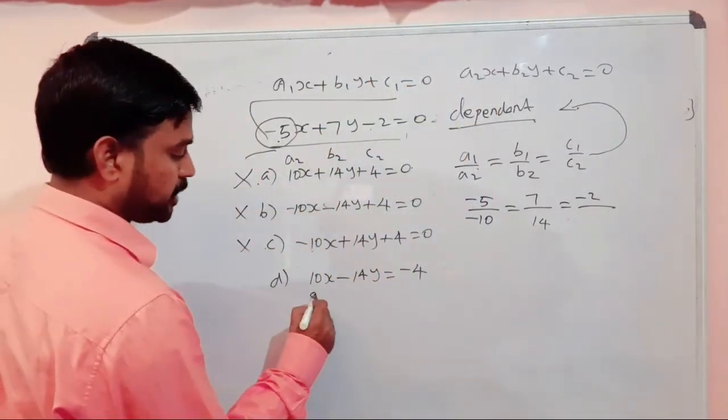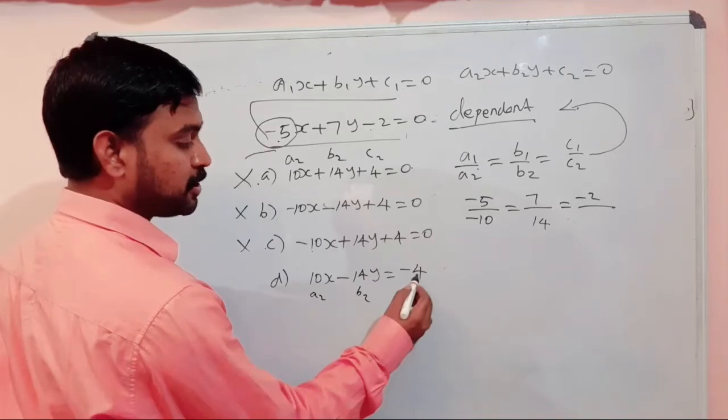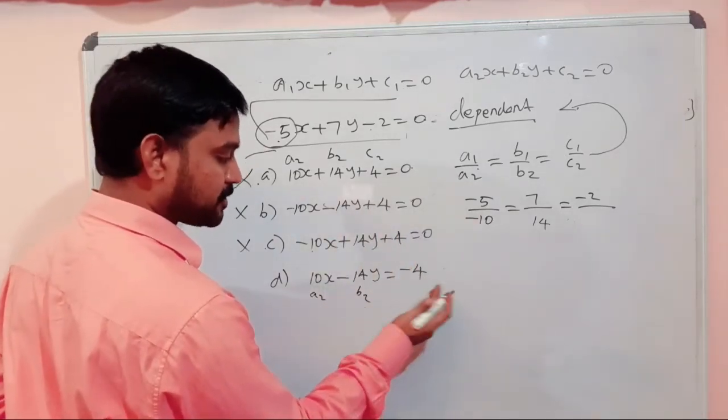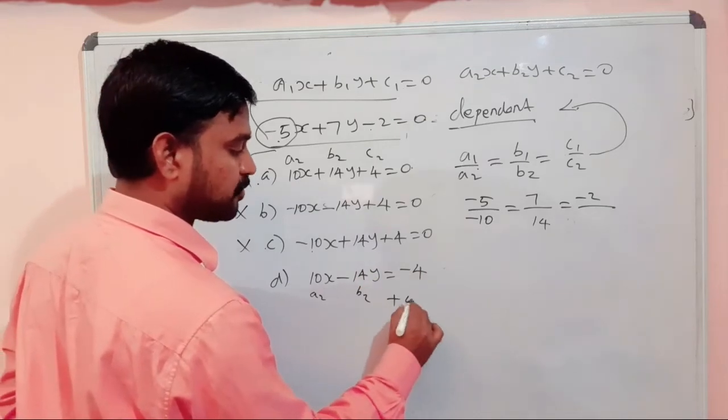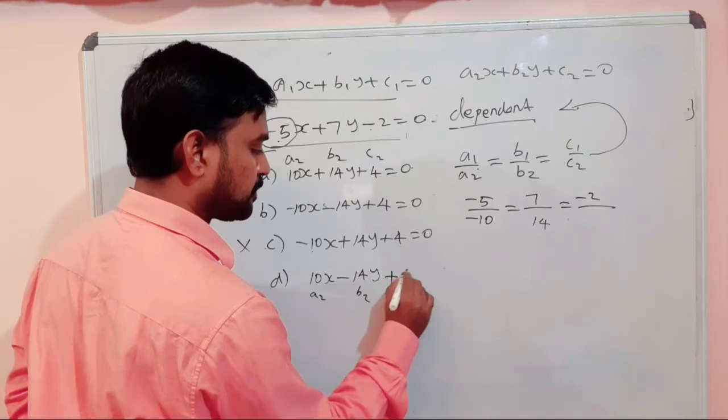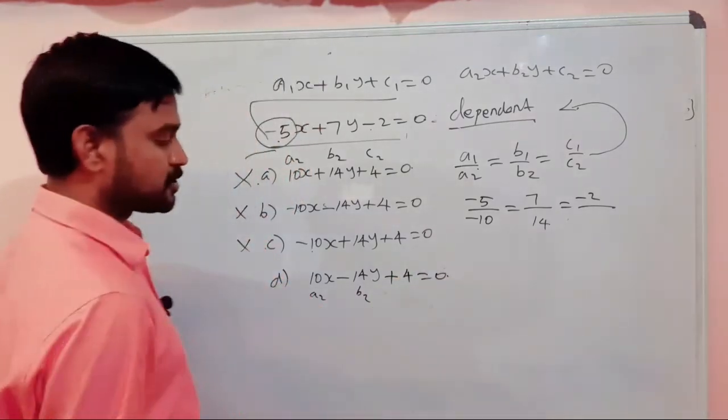What is A2? A2 is this. This is B2. C2 is on the right side. If we bring it to the left side, what will happen? This minus 4 comes to the left side, it will be plus 4. So my dear students, this will become minus 4 comes to the left side as plus 4, which is equal to 0. So this is C2.